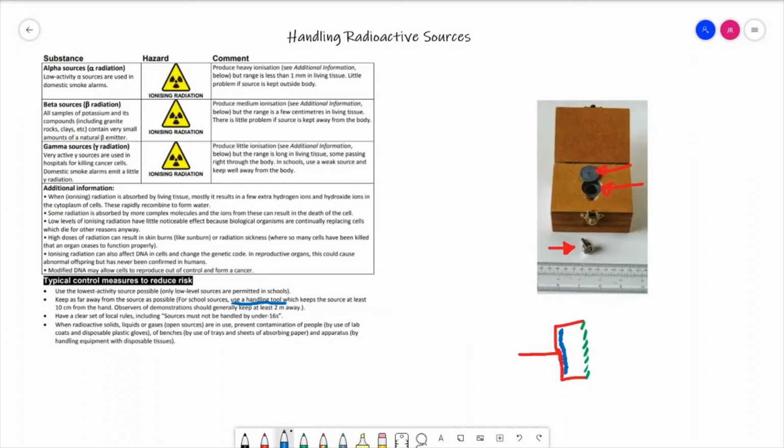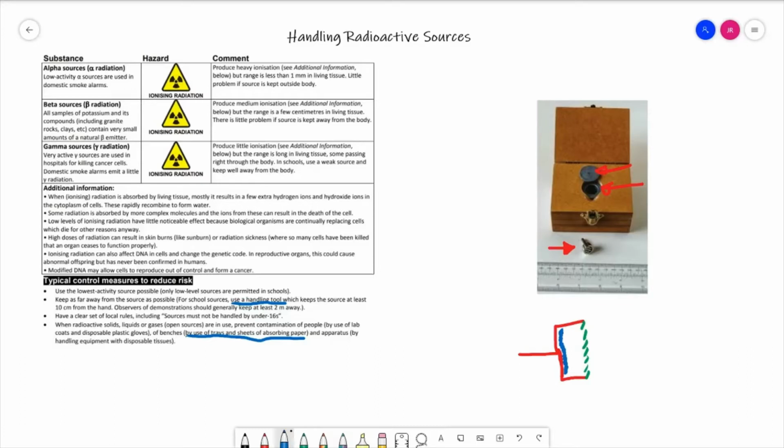In the last bullet point of the control measures, you can see that it says here, by the use of tray sheets and absorbing paper. What we have in physics is separate trays and separate apparatus that we only use when handling radioactive sources. That's just to make sure there's no cross-contamination between the source and the equipment or anything like that. Again, just to make sure that everything is safe.